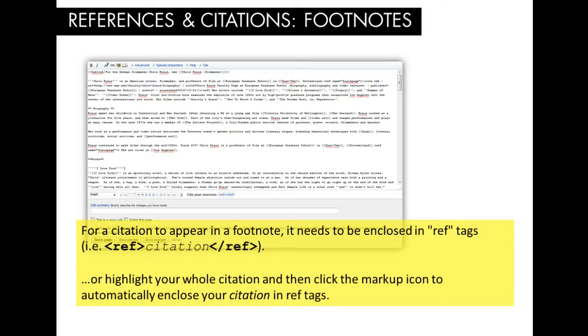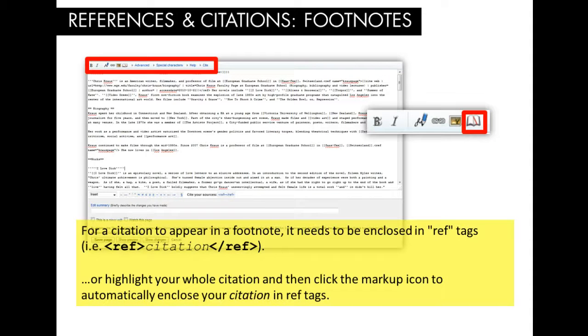But first, let's learn a little bit about how citing works. Adding citations is one of the simplest ways that you can contribute to Wikipedia. Working to make sure that articles are well cited ensures that they don't get deleted and also offers further avenues for research for the Wikipedia user. For a citation to appear in a footnote, it needs to be enclosed in ref tags, as you can see on the screen here. Or you can highlight your whole citation and then click the markup icon to automatically enclose your citation in tags.